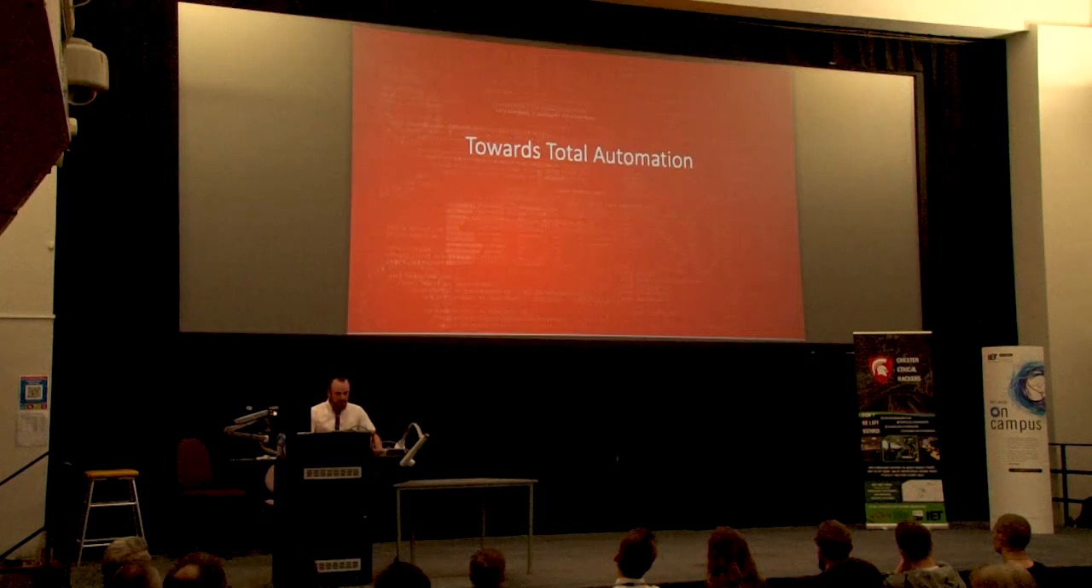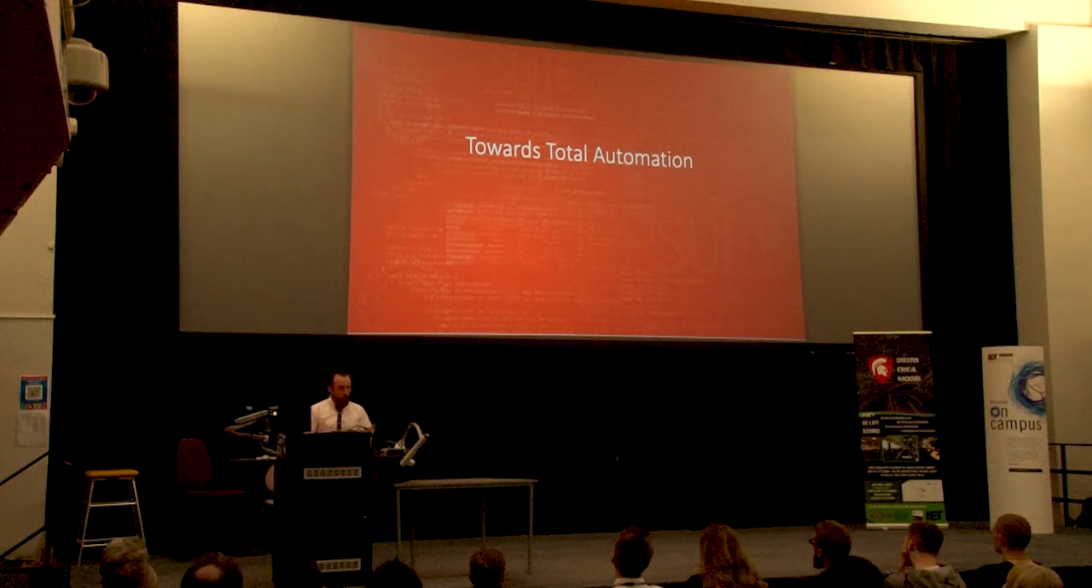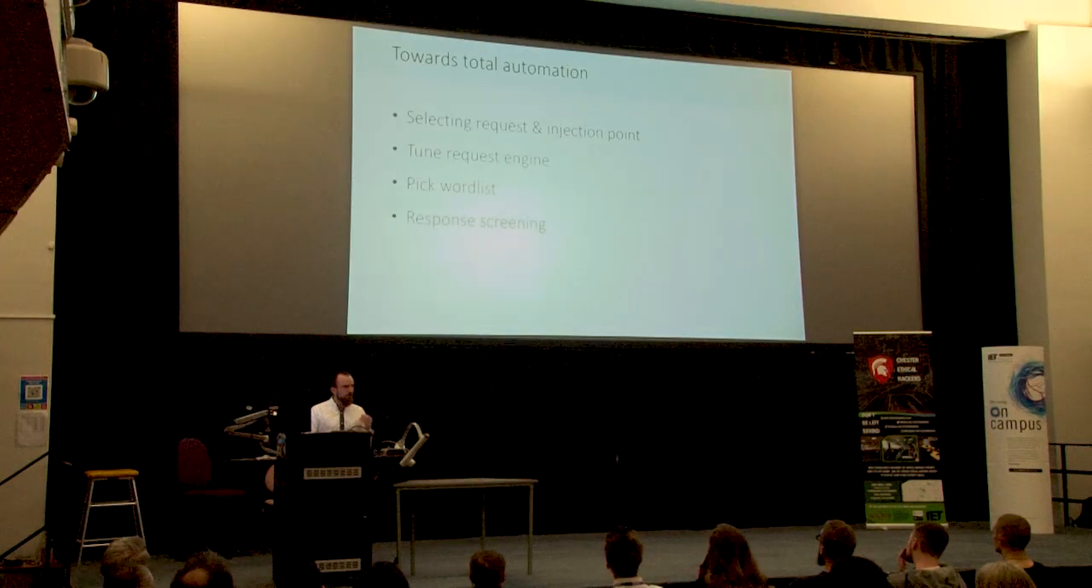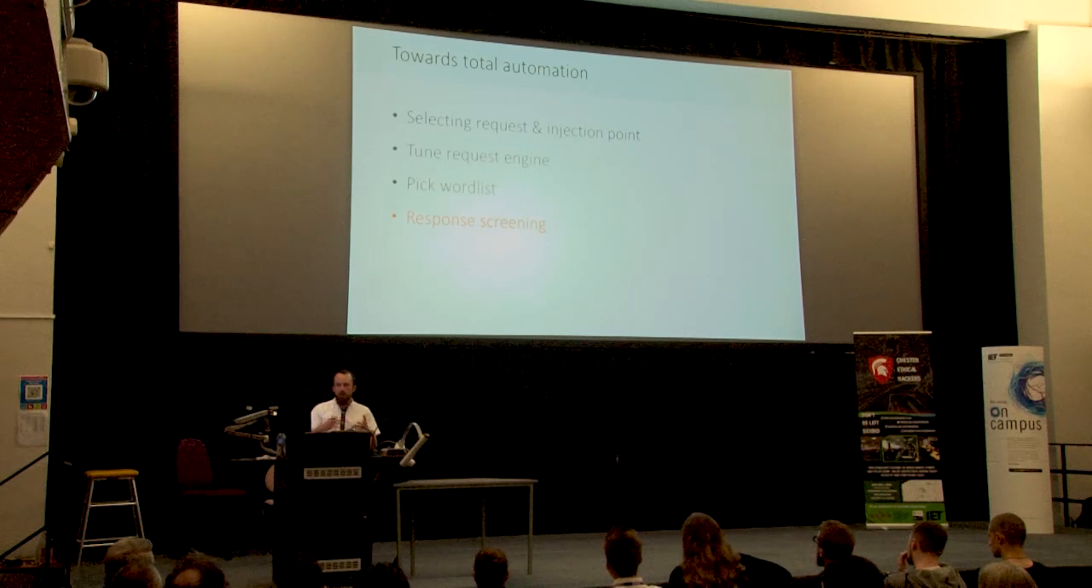So that's the gist of Turbo Intruder. Now, I'm just going to talk about what we can do with it next. So these are all the manual steps, and it's a bit of a headache to do all of these every time, especially if you're trying to do it loads and you're really lazy. And I think all of these can be automated, but the one that's the most tedious is the response screening, as in writing that callback function, which works out what's interesting and what isn't interesting. So I've automated that.